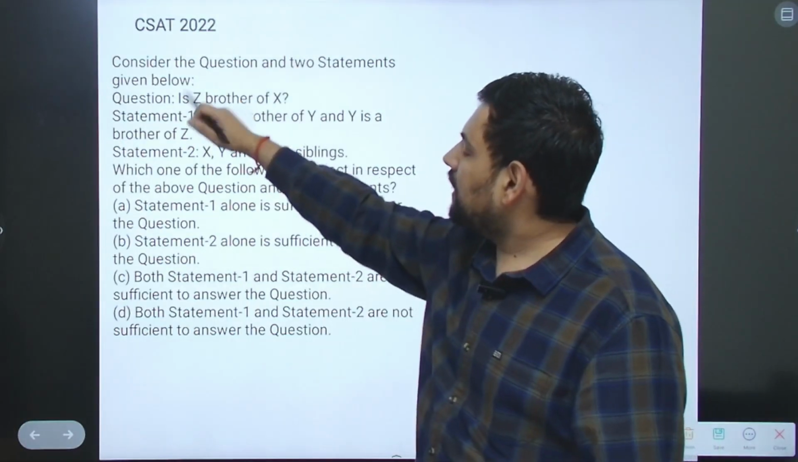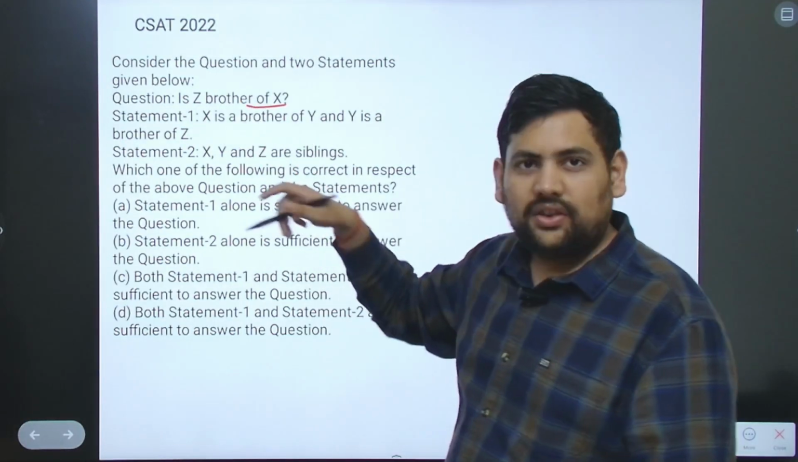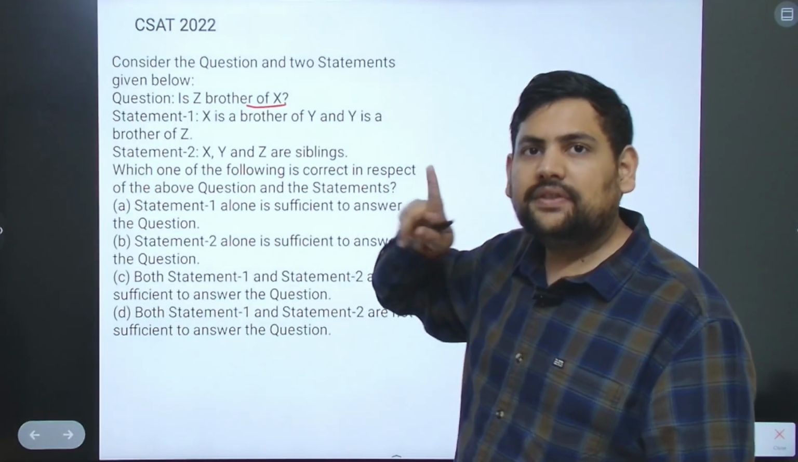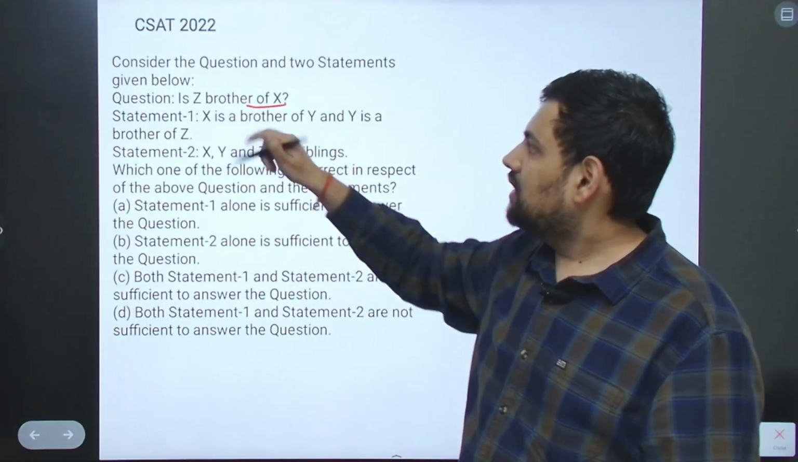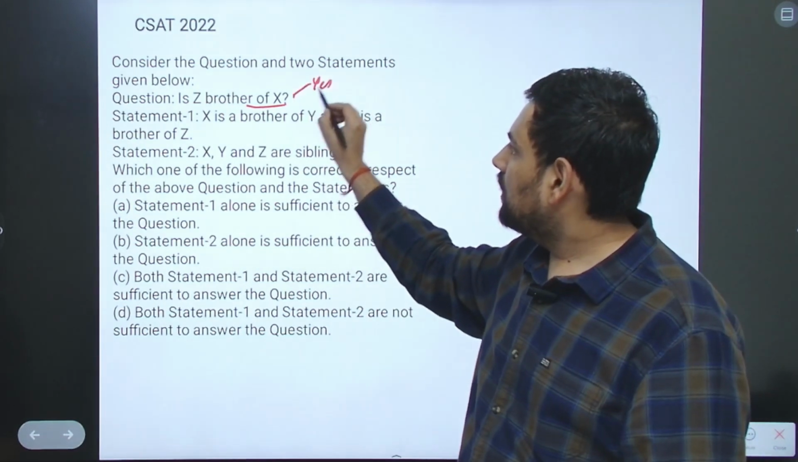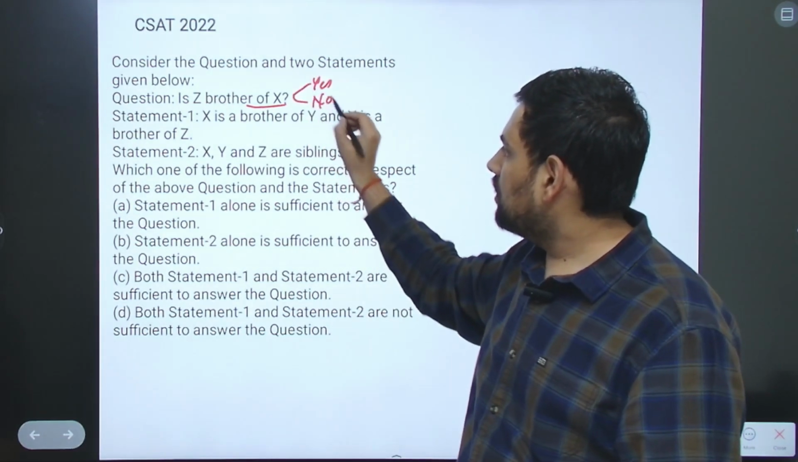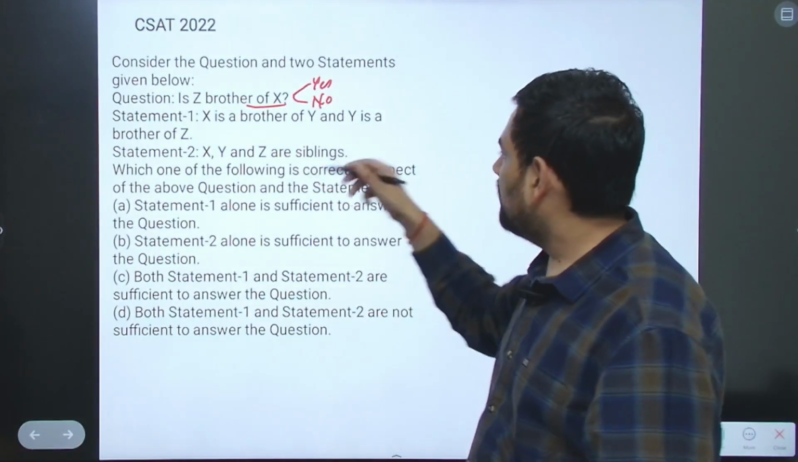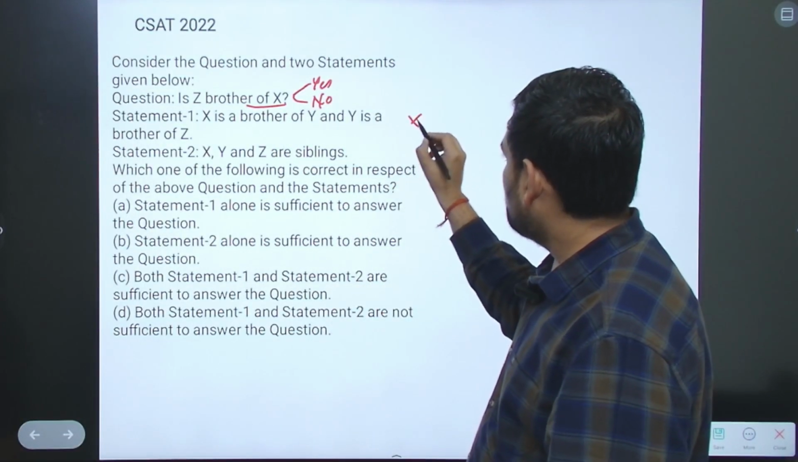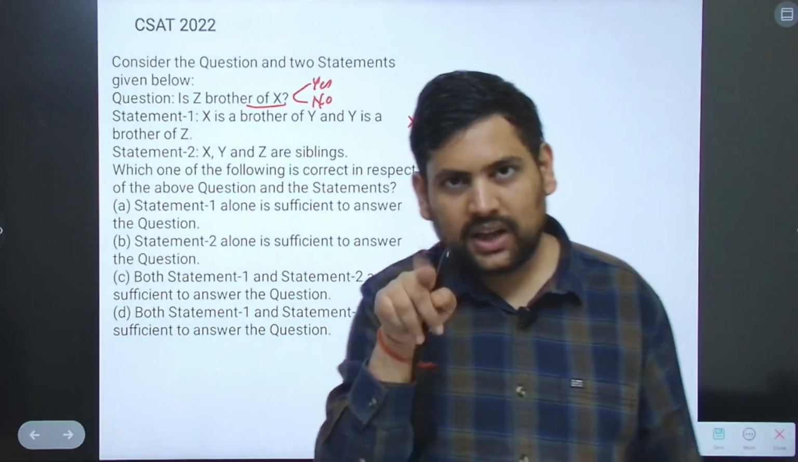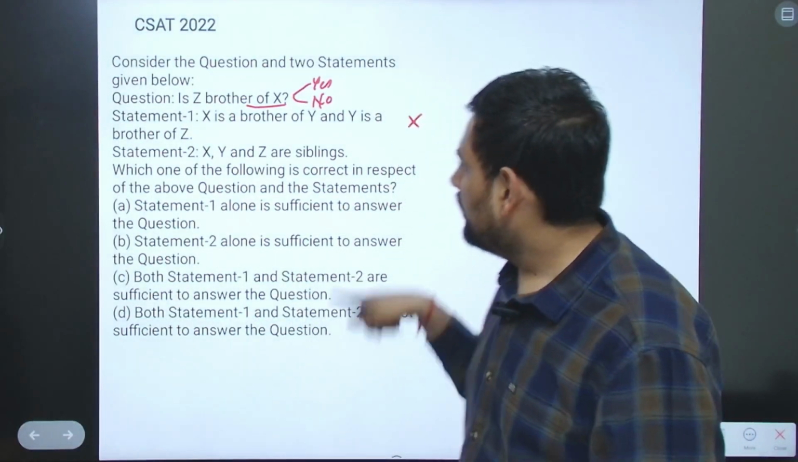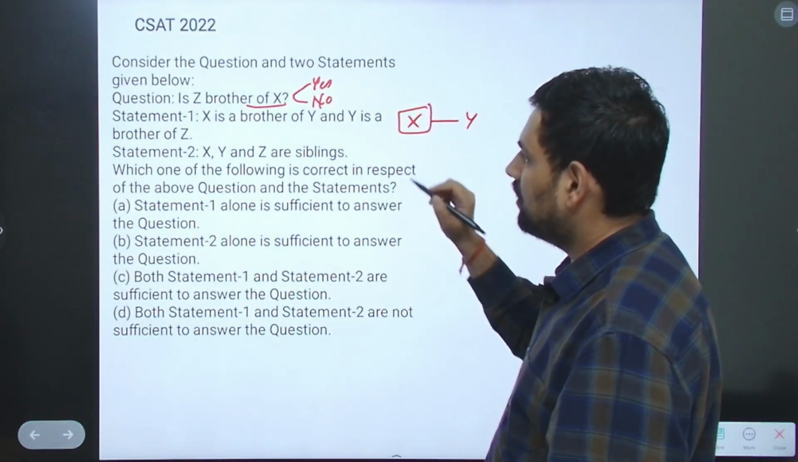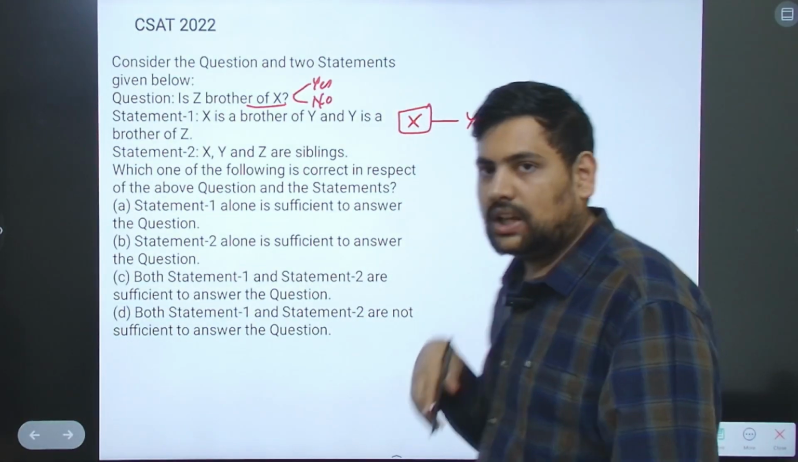Is Z brother of X? So ultimately, it must be giving you a definite answer that yes, Z is a brother of X, or no, Z is not a brother of X. Now, let's read the first statement. X is brother of Y. So X is, now male we show by a square around it. Okay, so X is brother of Y. So X is brother, so X becomes male, correct?